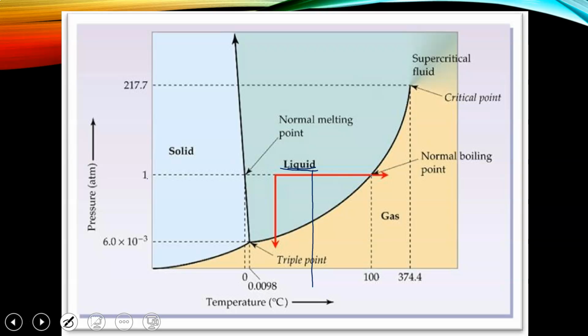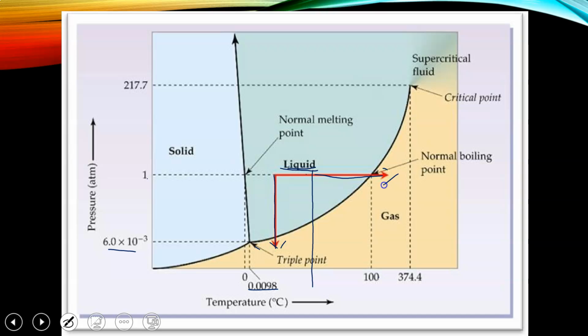Here's our point down here where all 3 lines meet. It's at 0.0098 degrees and 6.0 times 10 to the negative third atmosphere, which is what we're measuring pressure in. Okay, so what happens if I am right here where those red lines cross and I decrease my pressure? It becomes a gas. Or if I go back to the spot and I increase temperature, it's going to become a gas. Okay, and up there, once again, we have that critical point.